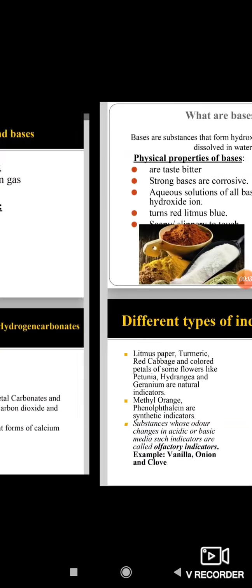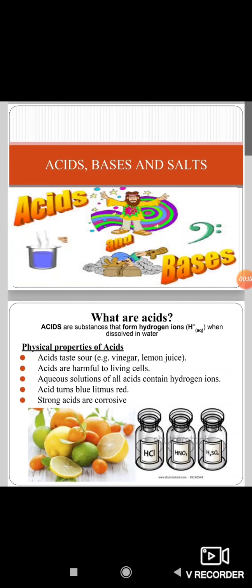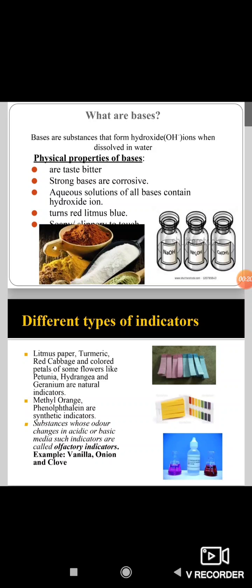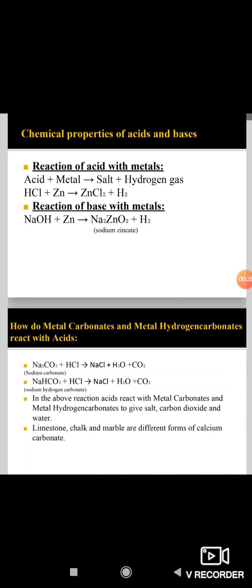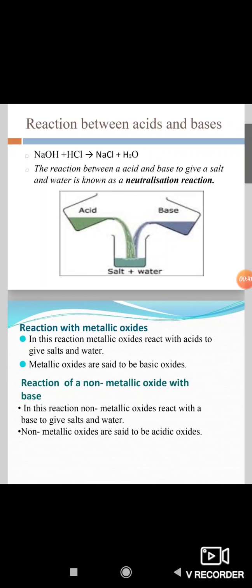In the previous class, we discussed what acids are, the physical properties of acids, what bases are, the physical properties of bases, different types of indicators, the chemical properties of acids and bases, and how metal carbonates and metal hydrogen carbonates react with acids. Okay dear students, today we shall discuss how acids and bases react with each other.